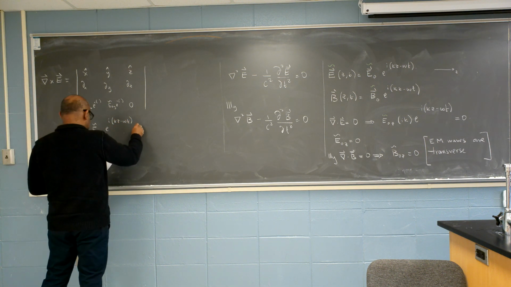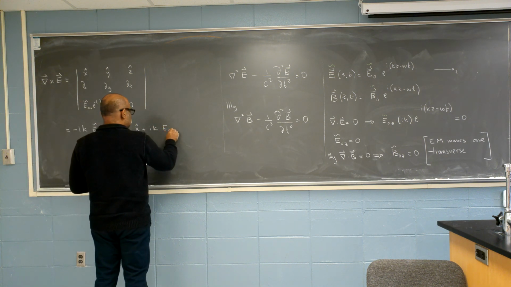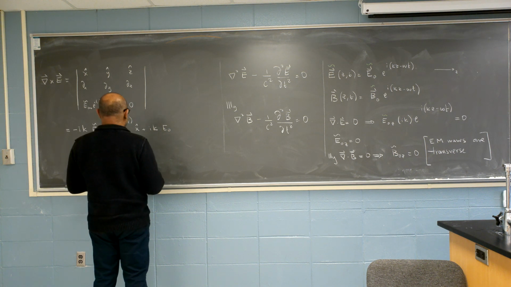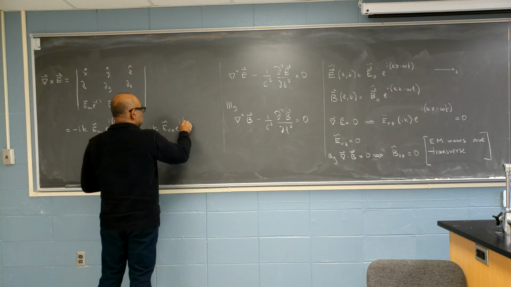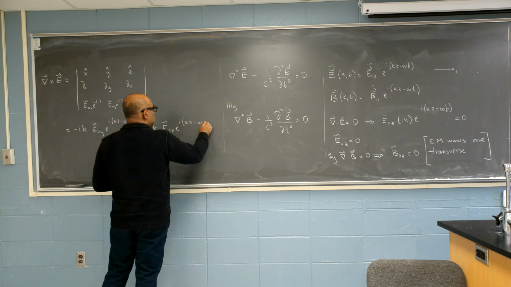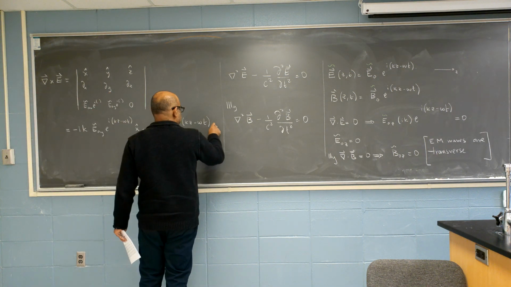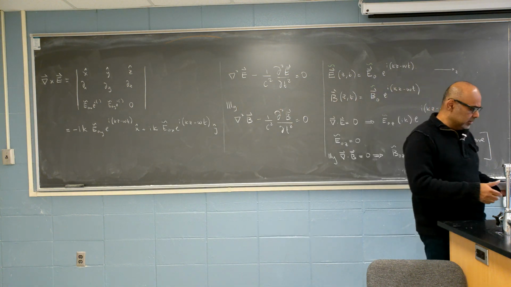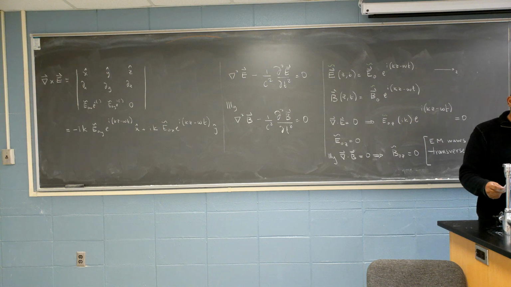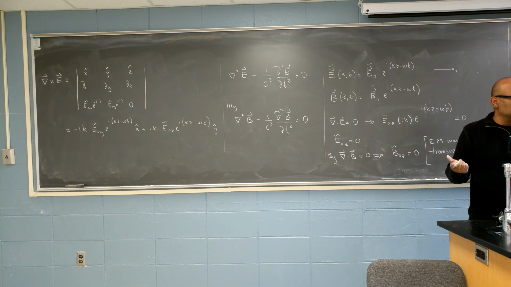Let's spend some time on this. Let me first write this: E0x e to the i(kz minus omega t) y hat. Is that true? Is this completely clear to you, or should I pause and explain? It is? Yeah. So only the z derivatives will come out.